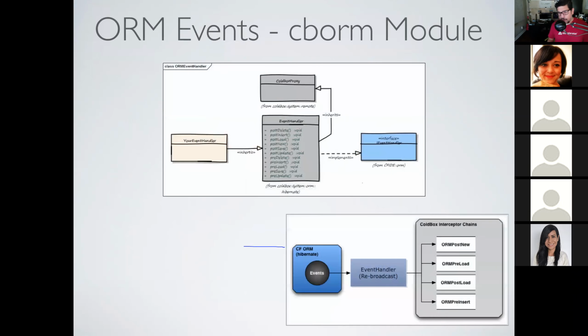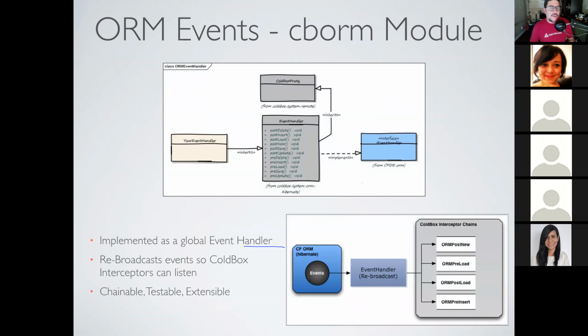ORM events are huge. You can actually now listen to everything that's happening inside of the ORM, and the cborm function will actually rebroadcast all the actual events from Hibernate into ColdBox. So the CFORM has one event handler available to you, and we will rebroadcast all those events into ColdBox interception chains. So very nice way for you to listen with multiple CFCs, anything that's going on inside of the ORM.